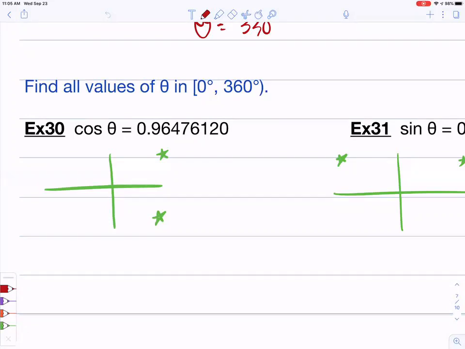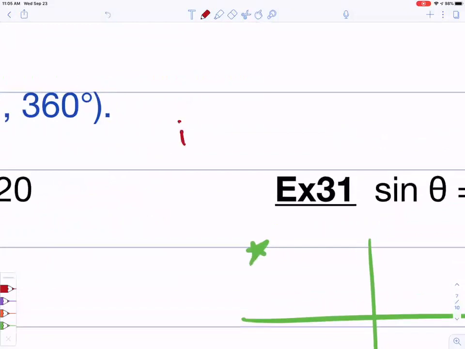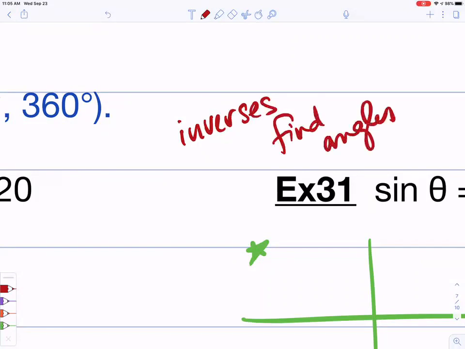So the one phrase that I want you to take away for today, we'll use this phrase pretty regularly in the rest of chapter 9 as well as in chapter 10. I can't remember if we use it in chapter 11, but I know we use it in 9 and 10. And the phrase that I want you to really grab a hold of is that inverses, okay, that's an R, inverses find angles.